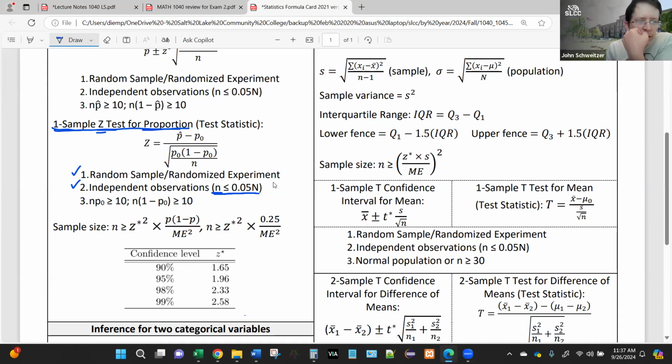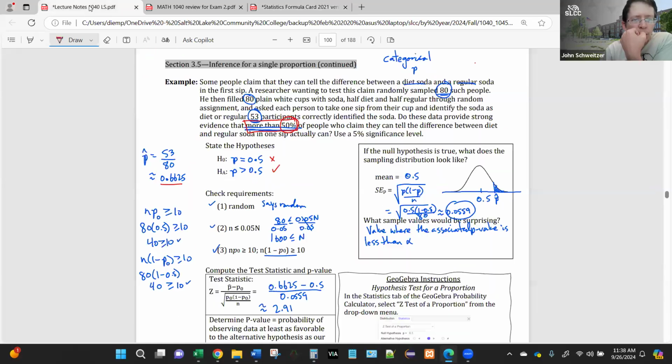Then the third requirement is you need to have at least 10 successes and at least 10 failures. Now this is a little bit different than for the confidence interval. For the confidence intervals, we use p hat. For the hypothesis test, we use p0. What does the 0 refer to? The null value of p. So it's basically using this value here.